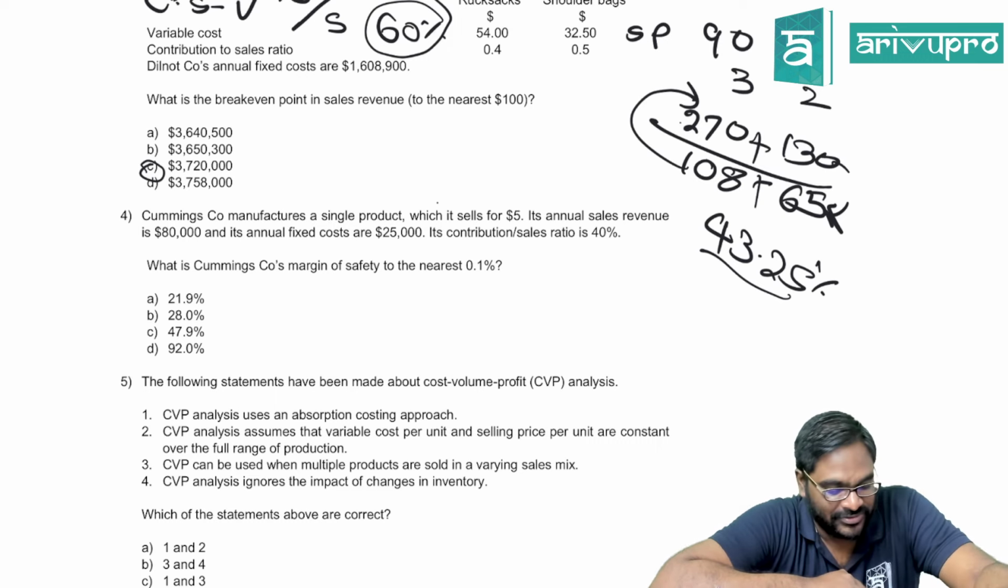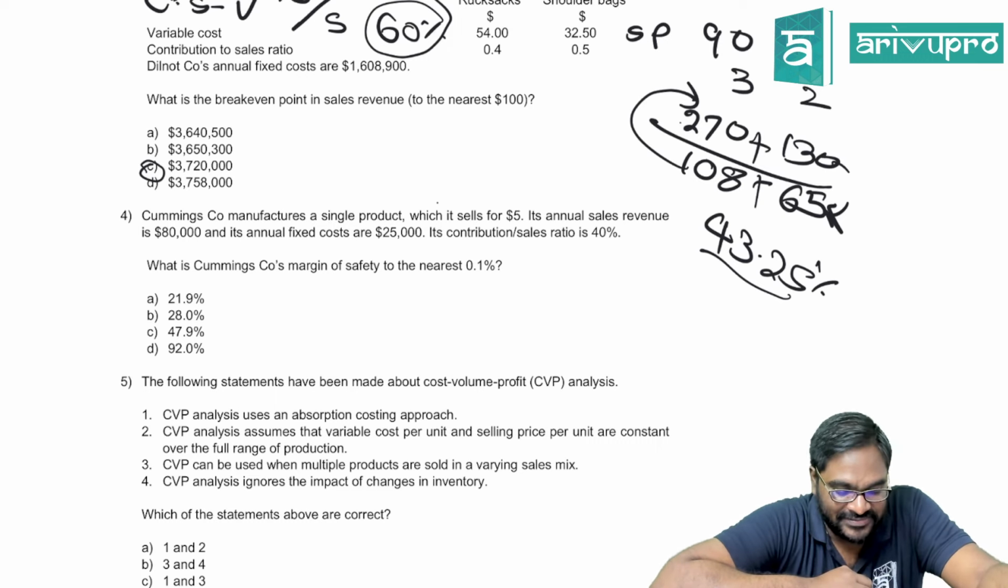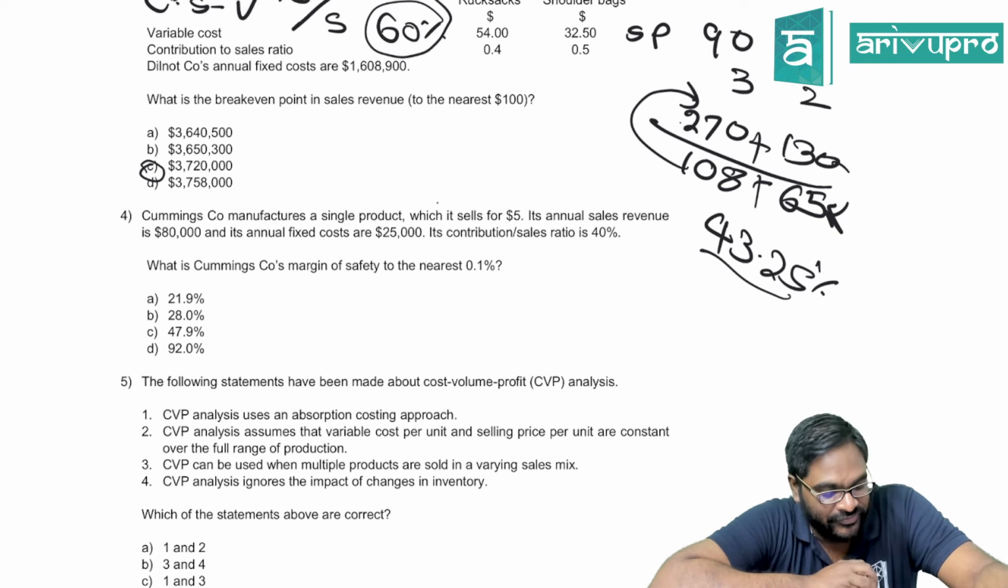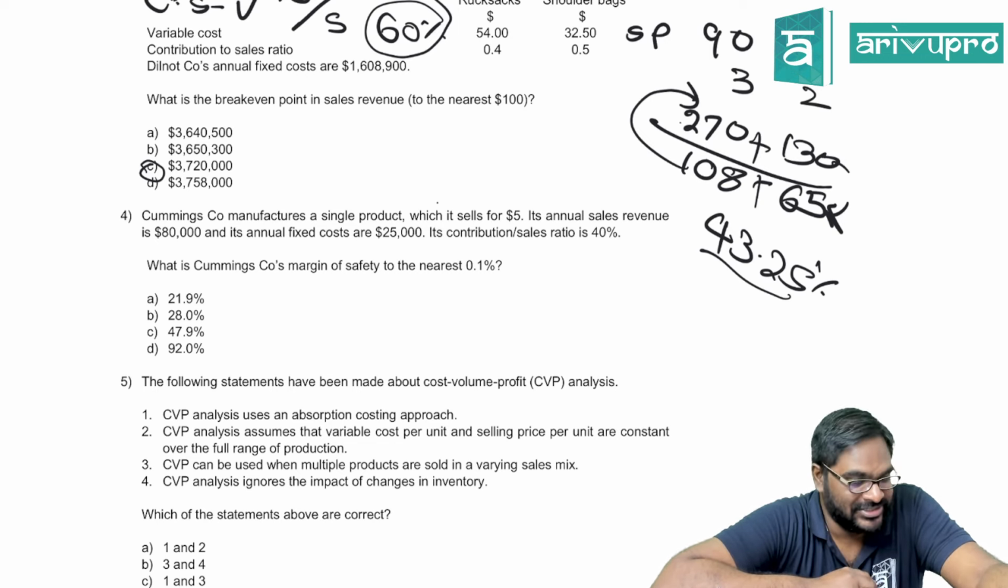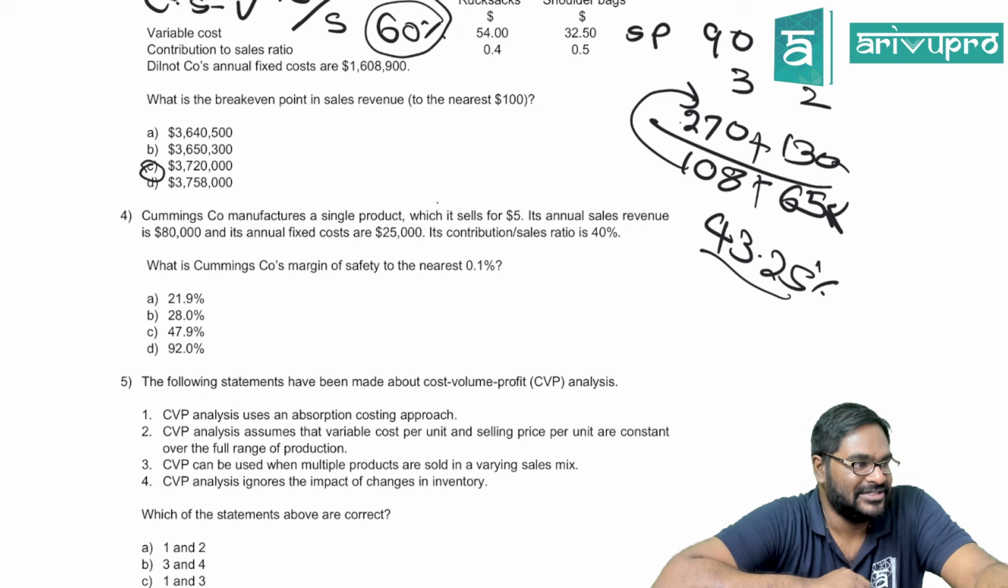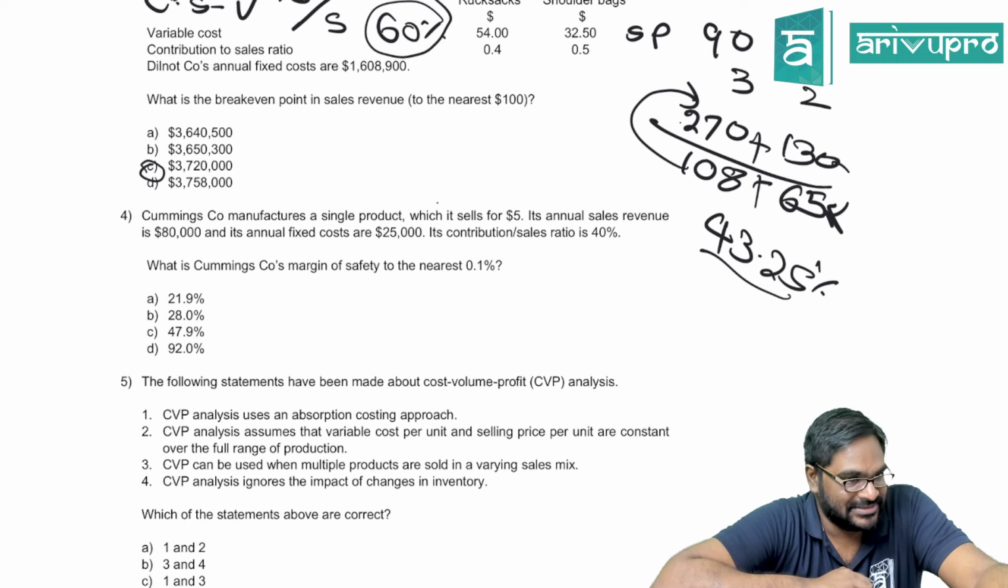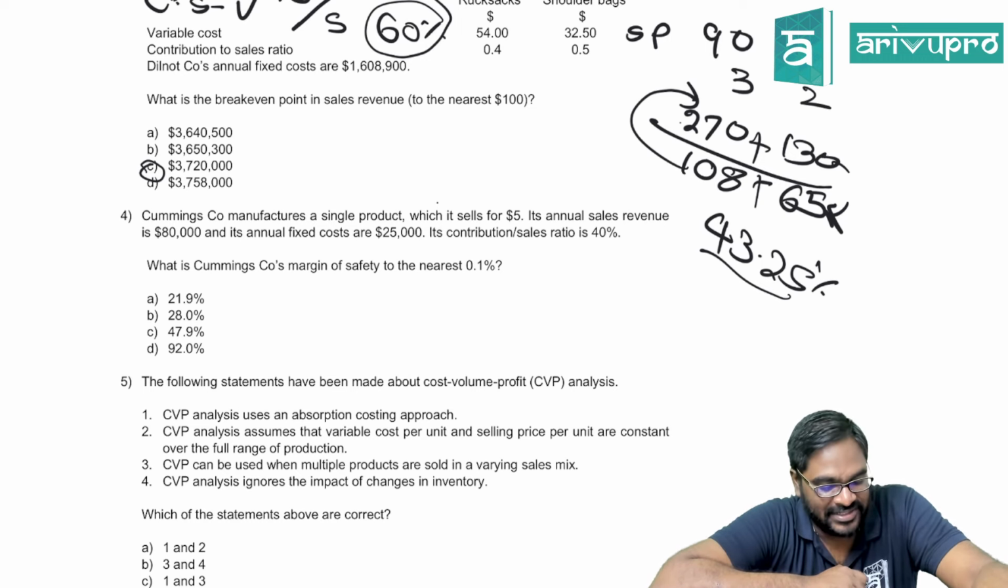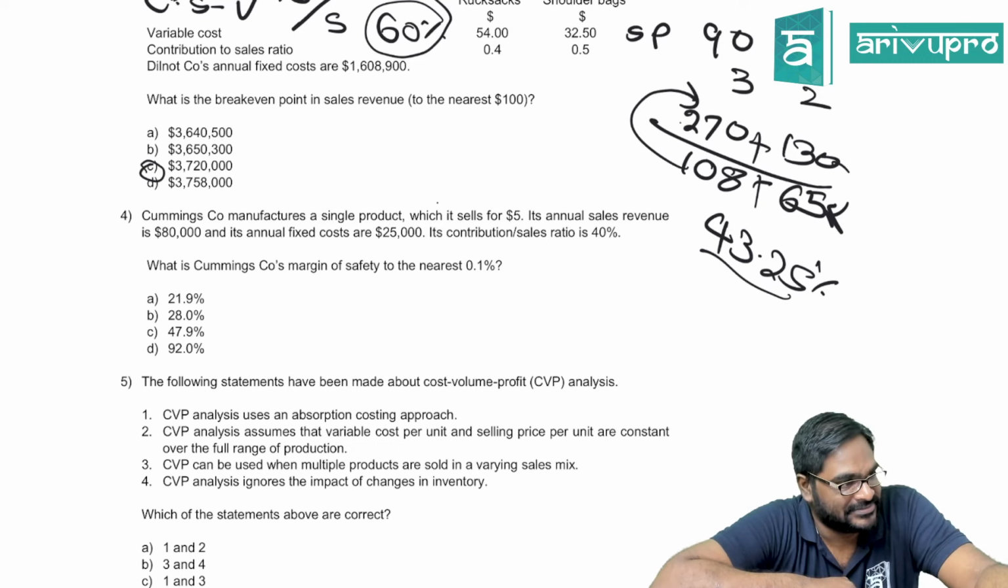Great. So we know how much is our contribution for sales, the CS ratio. We know our fixed cost. So if we divide the fixed cost by the CS ratio, we will derive our BEP sales. So how much is that? 25,000 divided by 40% is 62,500. Great. So that is our BEP.